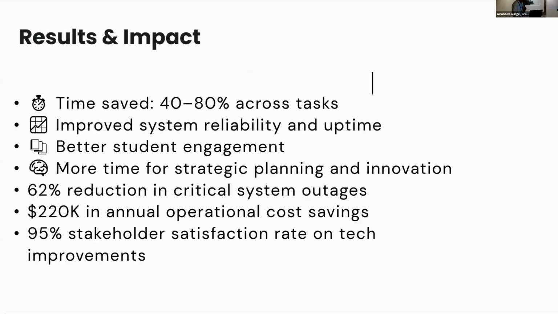So the result and impact: time was saved 40 to 80%, improved system reliability and uptime, better student engagement, more time for strategy planning and innovation, and a 62% reduction in critical system outages. After using the Gen AI tools, it also saves cost, with a 95% stakeholder satisfaction rate on tech improvements.